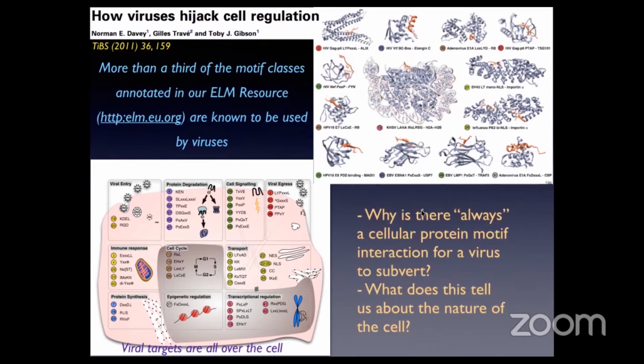So there always seems to be a cellular protein motif which the virus can mimic and hijack. And that's clearly an indicator of the fundamental nature of the cell, that these motifs are so abundant and so much of cell signaling and cell regulation and control of cell state is going through them that viruses can repurpose them for their own ends.